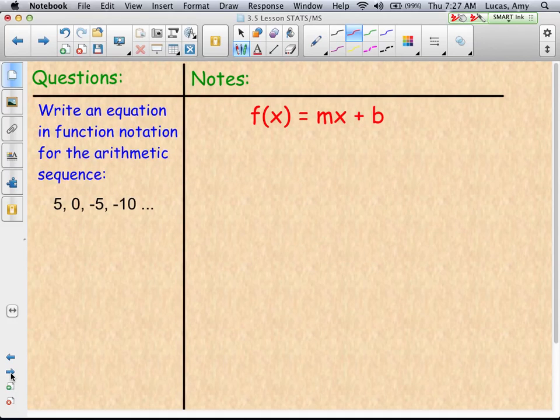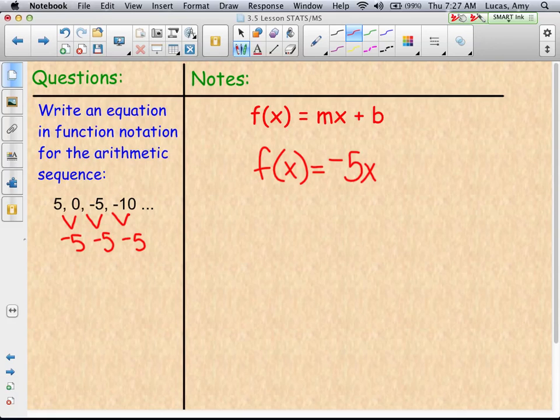The next one, this one is going down 5, down 5, because the numbers are getting smaller. So f of x equals negative 5x, because it was going down 5. And then my first term is positive 5, so plus 5 for b.